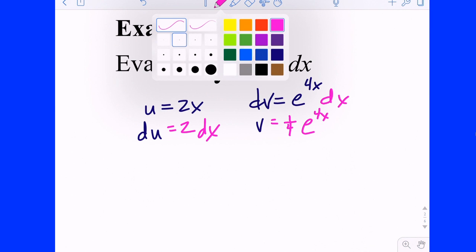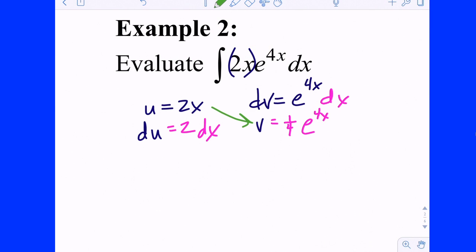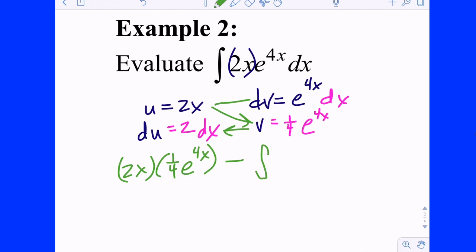All right, so here we go. The first product is really the one we want. I'm going to go ahead and make the z, though. So we get 2x times 1/4 e to the 4x, and then minus the integral of the horizontal product, which is going to be 2 times 1/4 times e to the 4x, and there's where I would add the dx if I needed to.